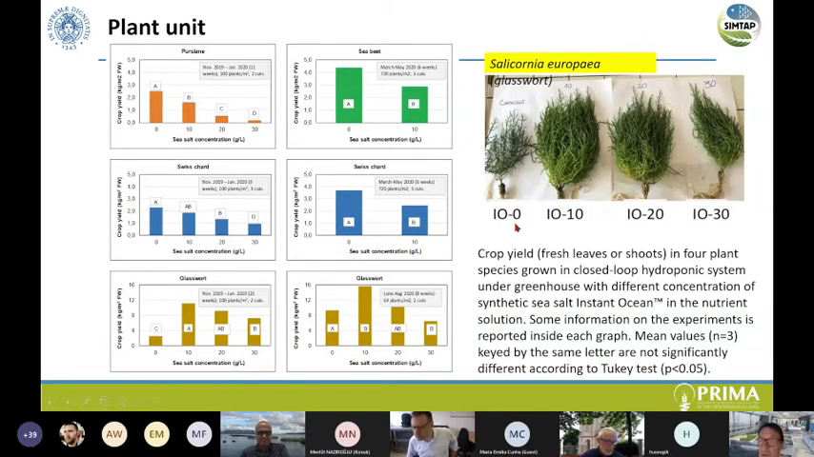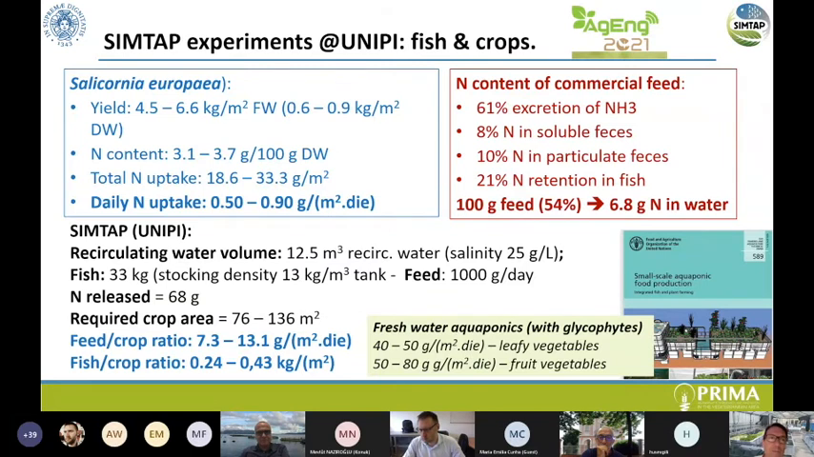You can see 0, 10, 20 and 30 grams per liter of sodium chloride. And so you can see just from the picture, and of course from the graph, that between 10 and 20 grams per liter, very, very good productivity can be reached by this Salicornia, but also at 30 grams per liter the productivity is still high. So it can be used in marine aquaponics and can give a high yield per square meter.